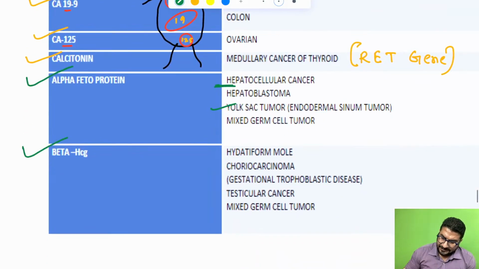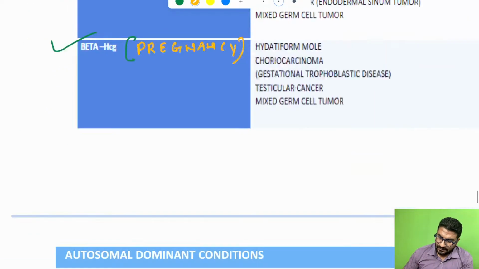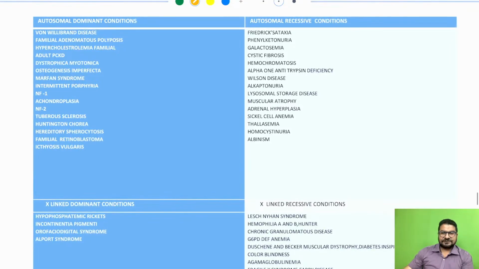Beta HCG, it is a normal marker for pregnancy also. So if you are not pregnant and beta HCG is raised, then you are in trouble. It means it's a marker for hydatidiform mole. This is called molar pregnancy, like hydatidiform mole, complete mole, partial mole. We call this molar pregnancy. Testicular cancer, choriocarcinoma.